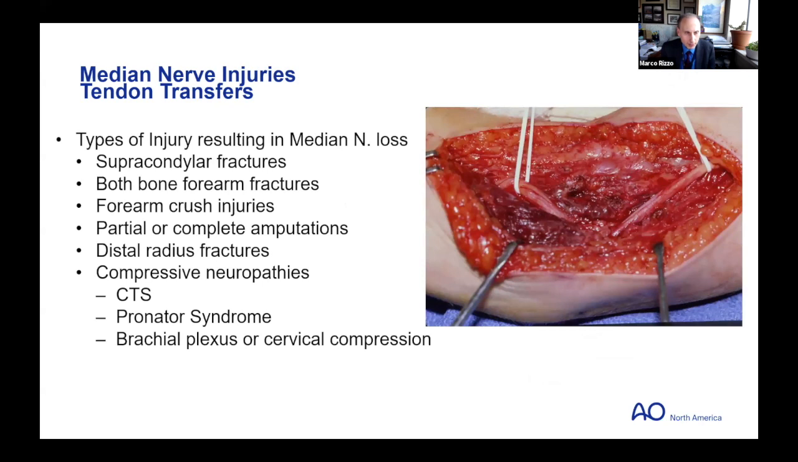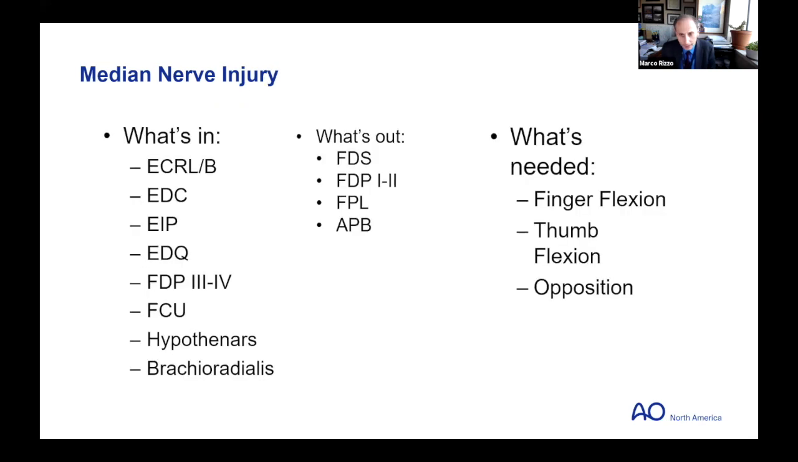And we're talking about different types of problems for this nerve. Oftentimes, we'll see low median nerve function loss in really severe carpal tunnel and compressive neuropathies, but there are notable traumas that can occur that result in median nerve function loss: supracondylar fractures, both bone forearm fractures, crush injuries, partial or complete amputations, distal radius fractures, as well as compressive neuropathies.